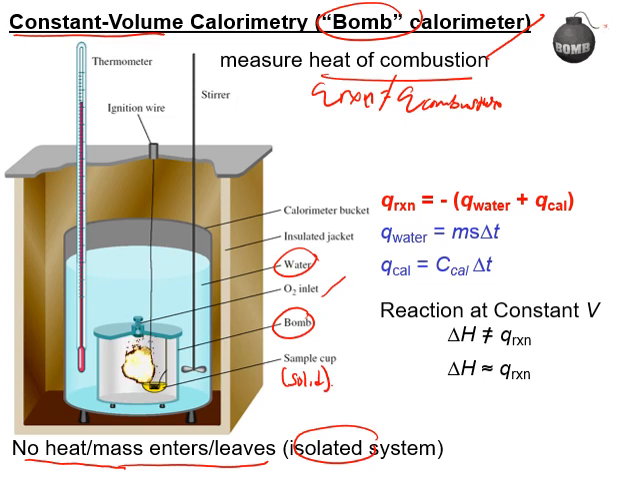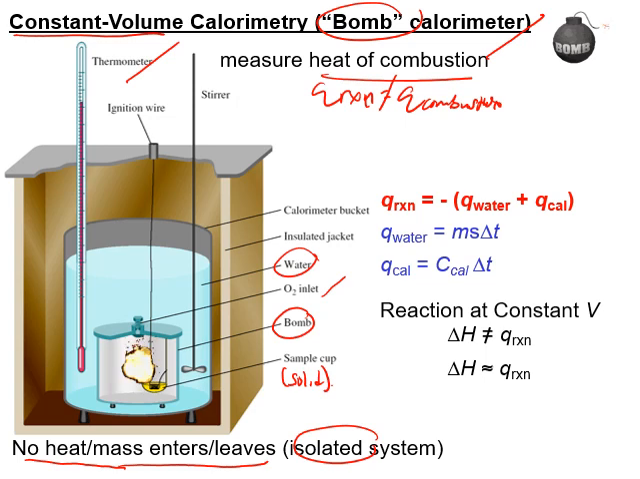All right. You can see that there's a thermometer here. This is for you to measure the heat change. Then we have a stirrer. The stirrer is for you to make sure that the heat distribution in the water is even.